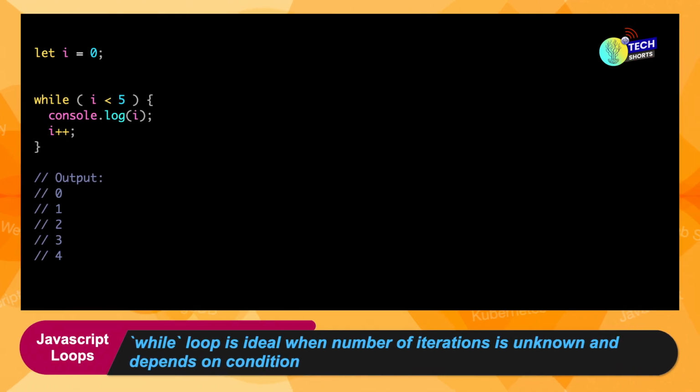The while loop is useful when the number of iterations is unknown and depends on a certain condition. The syntax of while loop includes a single conditional statement. Code executes repeatedly until the condition is fulfilled.